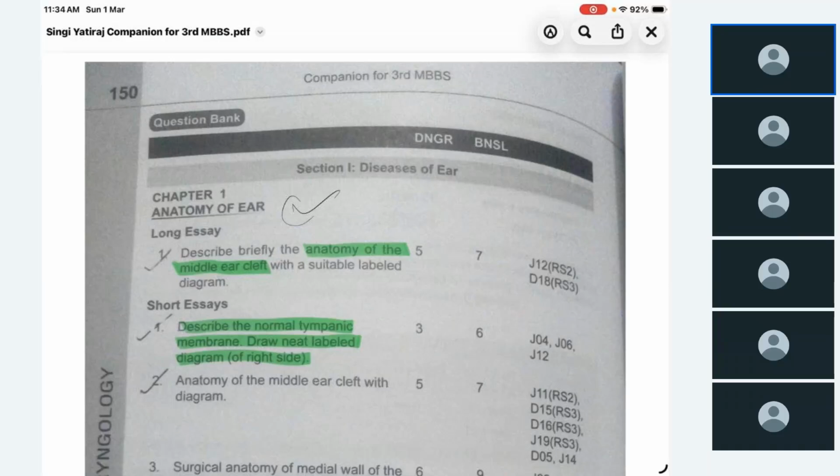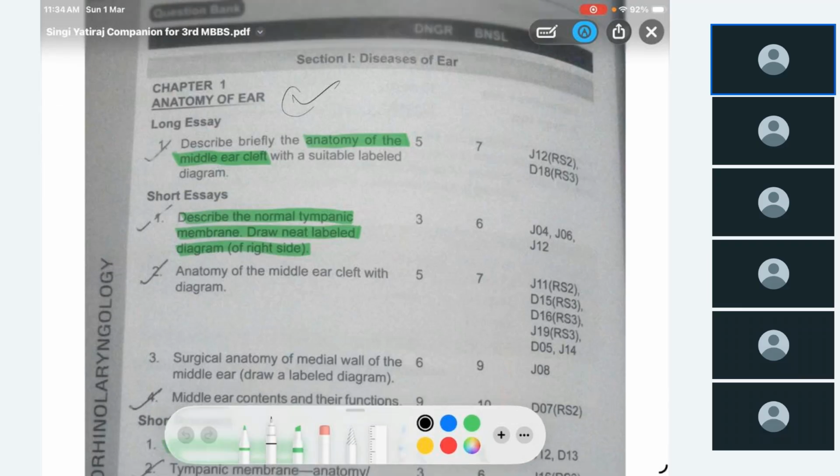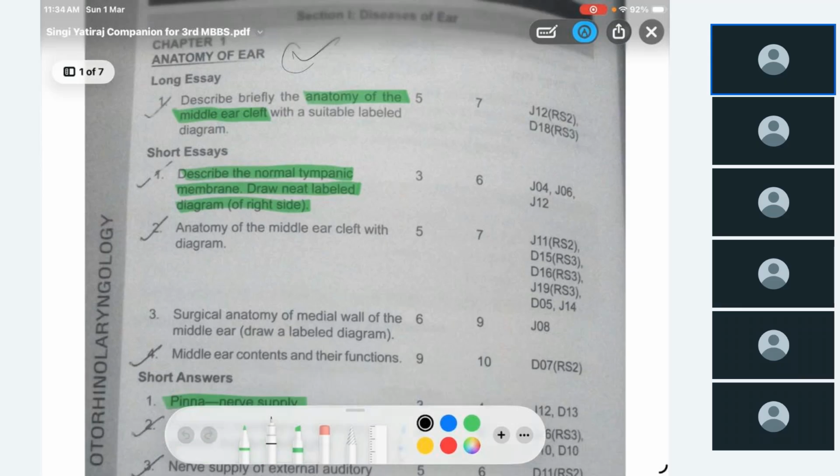RGHS anatomy of ear. In RS2 and RS3, the anatomy of middle ear cleft has been asked as a 10-mark question and 5-mark question frequently. And also the normal tympanic membrane with diagram has been asked 2 to 3 times as a short essay.